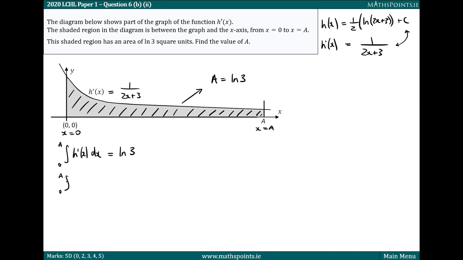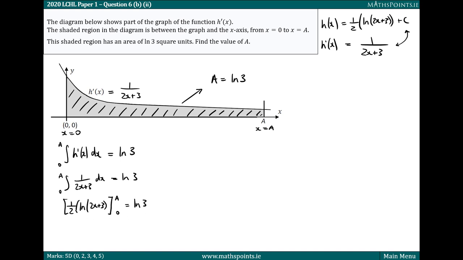So I'm just going to put in the integral of 1 over 2x plus 3 dx, and we know that that's equal to the log of 3. And then I know that the integral of this is half the natural log of 2x plus 3. And I'm just going to put this in a square box. I have to sub in 0 and a, and this would be equal to the log of 3.